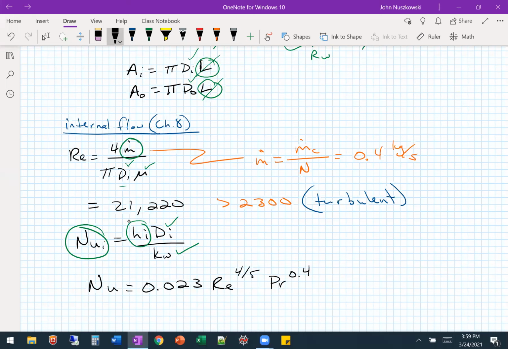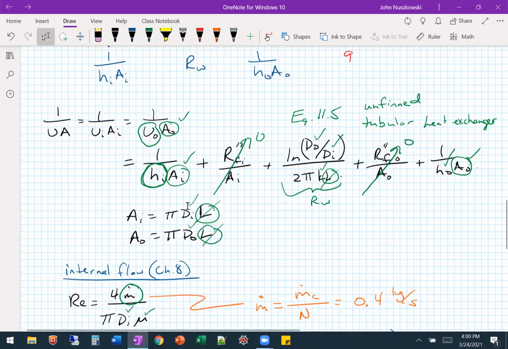All right, so we have our equation 8.60. We already solved for Reynolds number. Prandtl number was given, 6.6. So we can combine these and solve for Nusselt number and then use that to solve for the convection coefficient. So we get 3,400 watts per meter squared Kelvin.